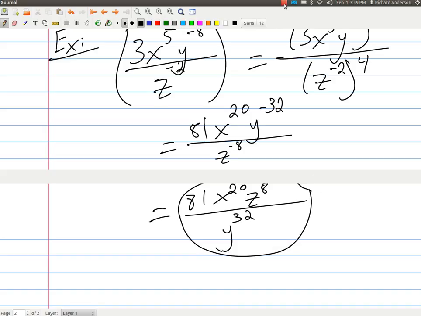All right, and we'll go ahead then and pick up on scientific notation and the factoring and combining like terms in the next video screencast.